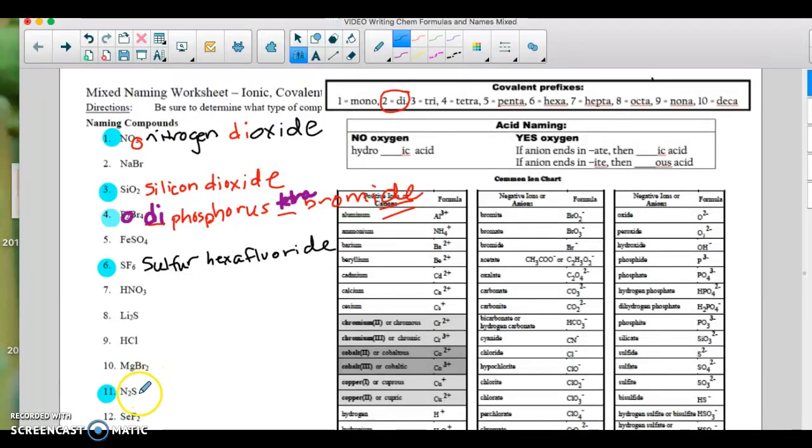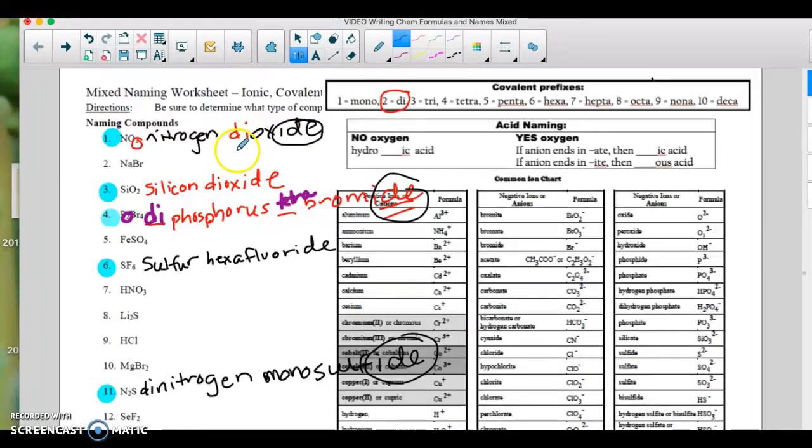Here we go. We get to use mono on the second one. So dinitrogen, there's two of the nitrogens. There's one sulfur and it's not the first element. So I get to use mono and then sulf and then ide ending. So they're all going to have the ide ending. They're all going to have prefixes in front of them telling you how many, except for when you have one of the first element only. So let's do a couple more.